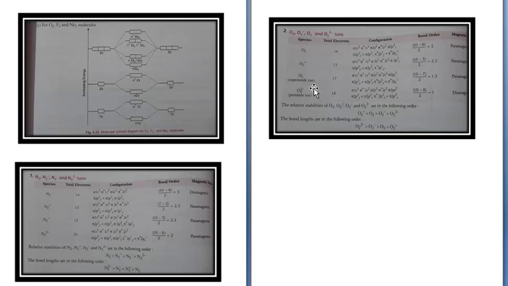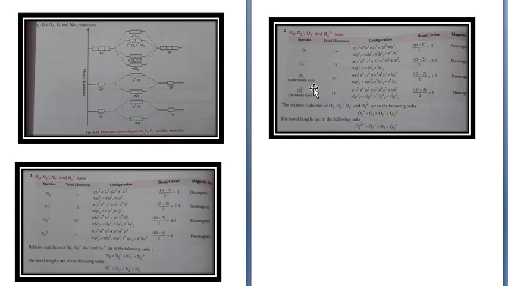In O2 2 minus, the peroxide ion, they have gained 2 electrons. Both the electrons will go in the anti-bonding orbitals, anti-bonding 2py and anti-bonding 2pz. So the total number of electrons in bonding was 10. In anti-bonding, it has become 8. So 10 minus 8 upon 2, that is 2 upon 2, that is 1. Bond order is 1. Magnetic nature is diamagnetic, because now all the electrons are paired.